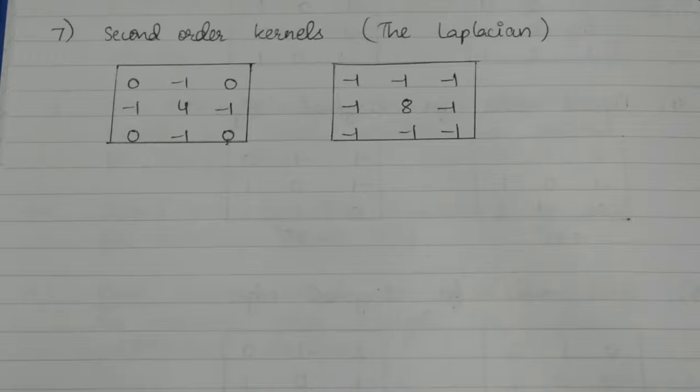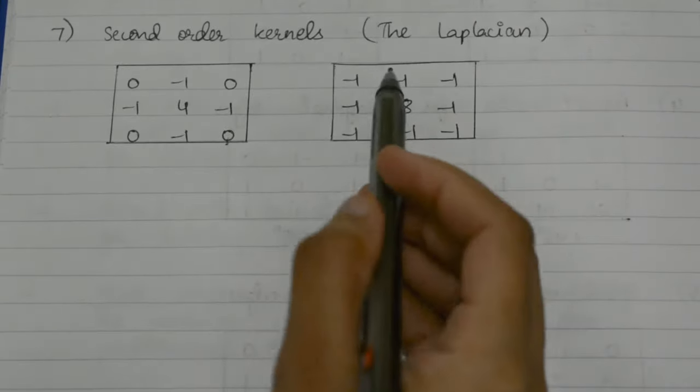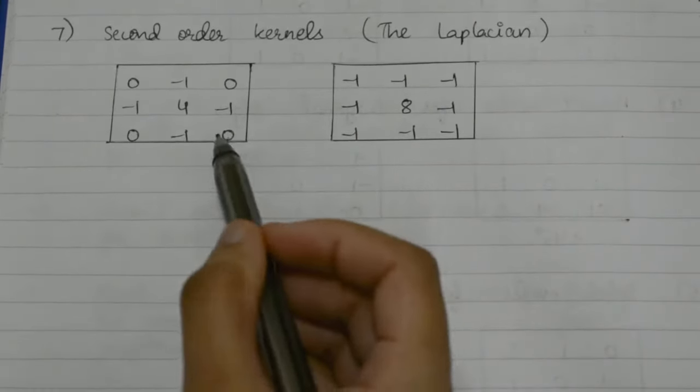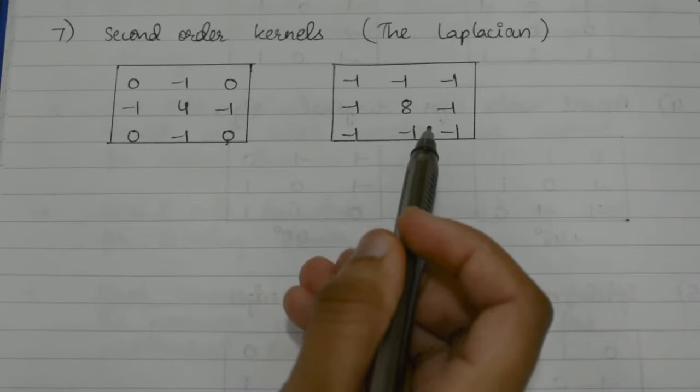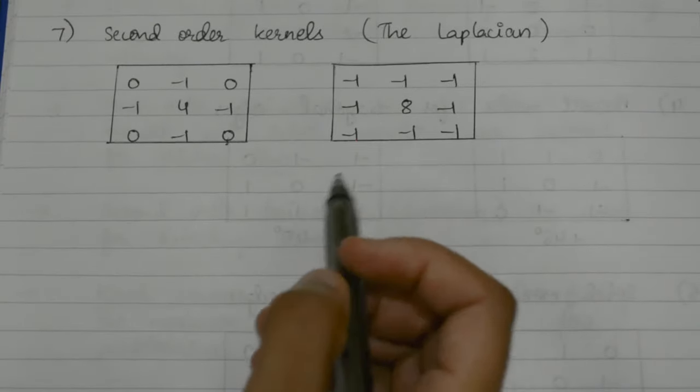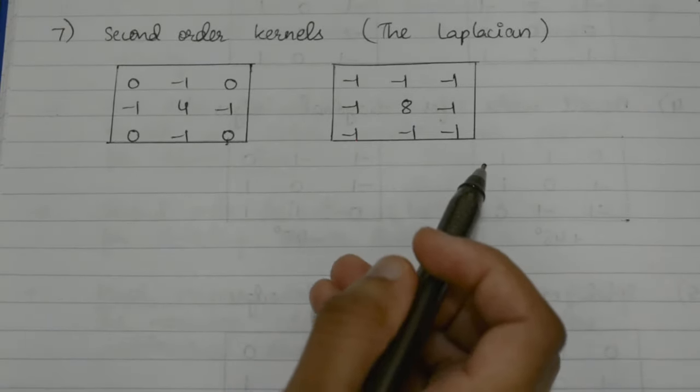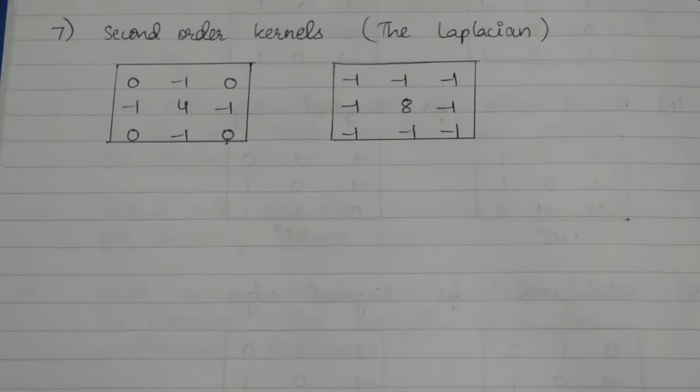Lastly, we have second order derivative kernels, the Laplacian, and these are the two variants of the kernels. The way of applying these kernels is the same as before. You just have to take the input image, pad the image and then apply the kernels. But you should be careful which kernels to use and in what direction you have to do the edge detection. Okay, so that's it for this lecture. I will see you in the next one.